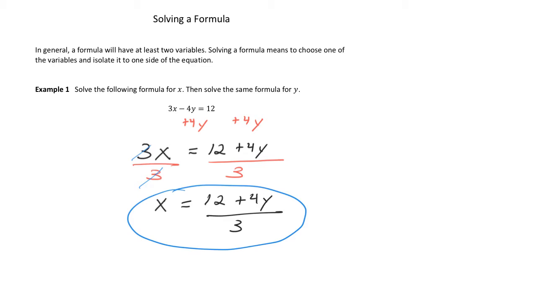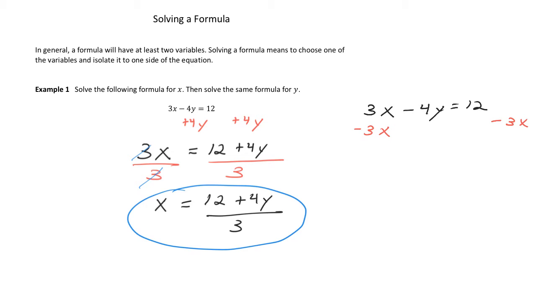So there was nothing special about choosing x. You could very well have picked y and solved for that. So let's just run through that again with this problem. I'll copy it down again. We have 3x minus 4y is equal to 12. So you could also solve this thing for y. To do that, I'm going to subtract 3x from both sides of my equation.